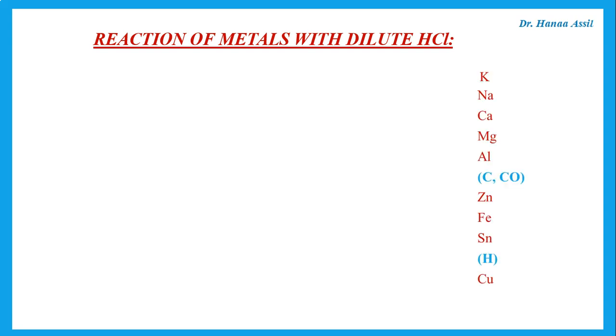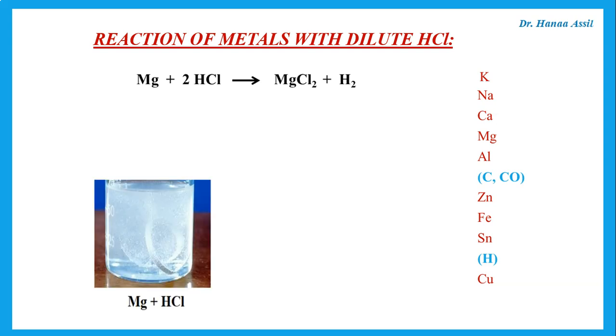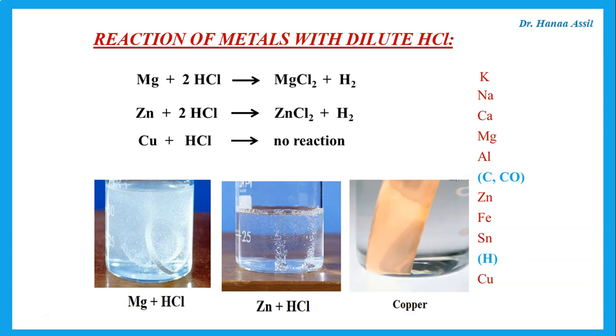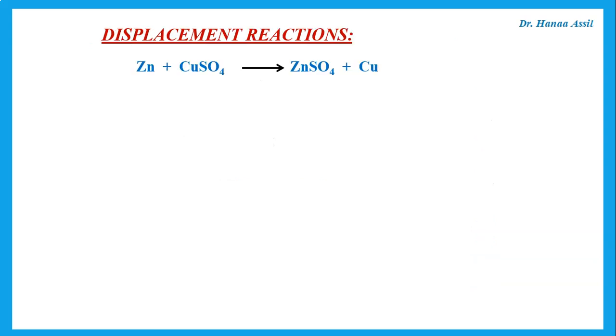What about reaction with acids? We said any metal above hydrogen in the electrochemical series would react with acid to give salt plus hydrogen gas. So magnesium is reactive, it gives a lot of bubbles. Zinc would react, but it would give fewer bubbles, less reactive. Copper does not react. Copper is below hydrogen in the reactivity series, so it would not react with acids.